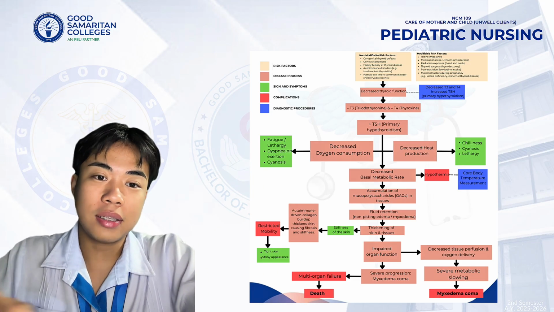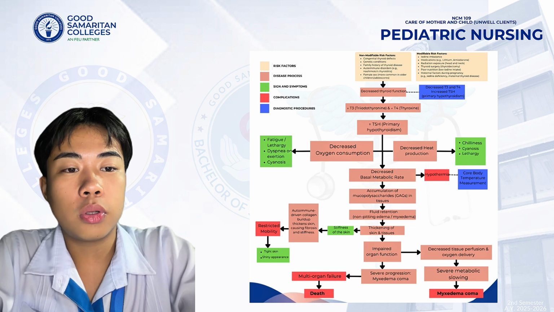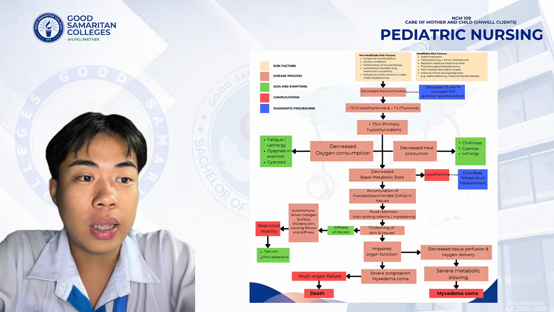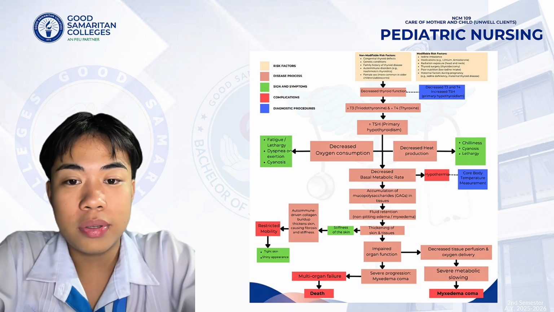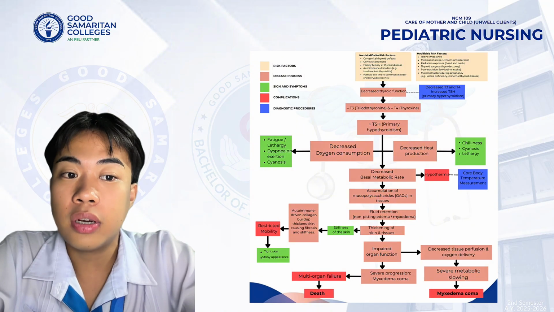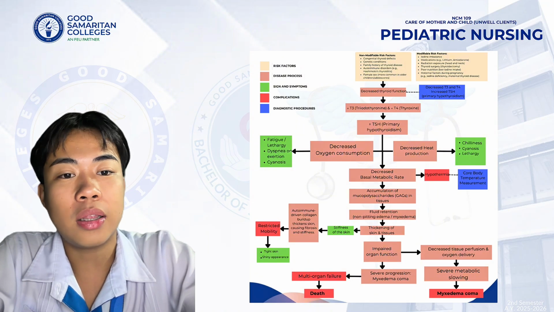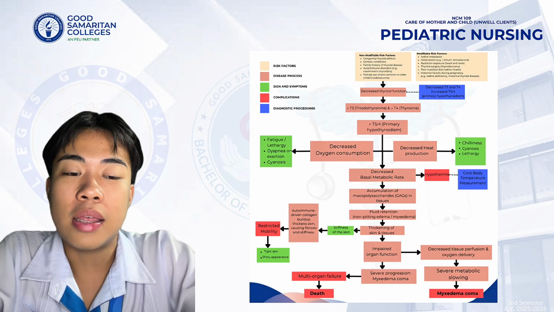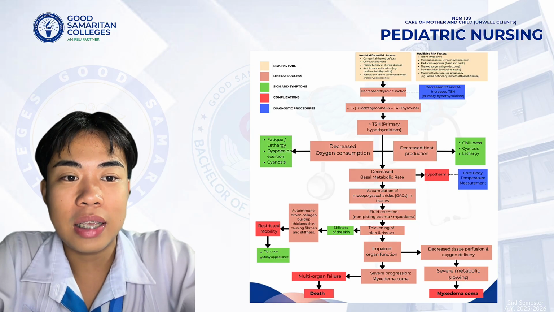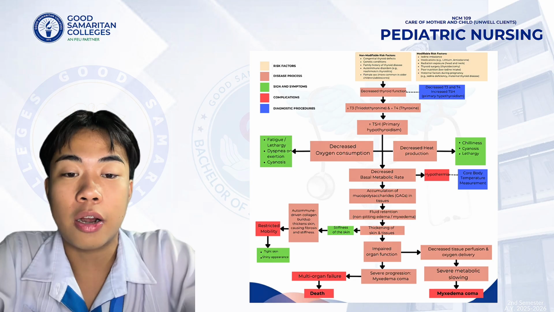And in some cases, hypothyroidism can also be secondary, where the pituitary gland fails to produce enough TSH, or tertiary, where the hypothalamus does not release enough TRH. In these cases, both TSH and thyroid hormone levels are low.